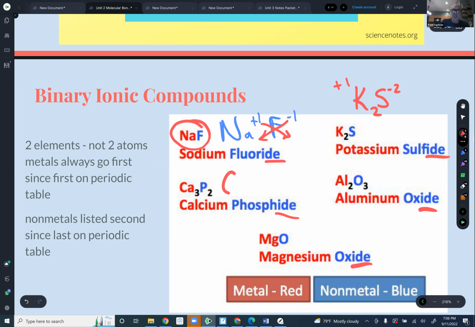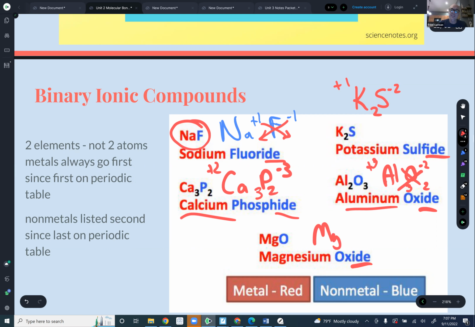Next one is a little challenging. The next two, calcium has a charge of +2, phosphorus has a charge of -3. You put the charges in the air like you just don't care. You crisscross them down. You get Ca3P2. Al +3, O -2. We crisscross it down. We get Al2O3, aluminum oxide, and calcium phosphide.